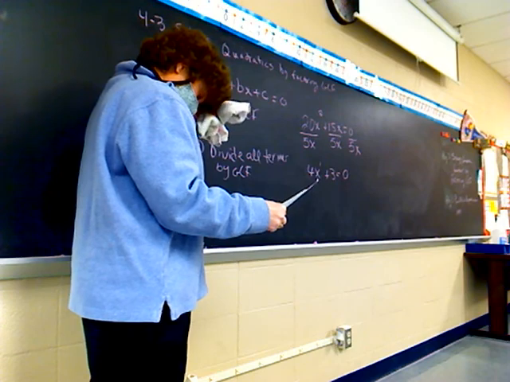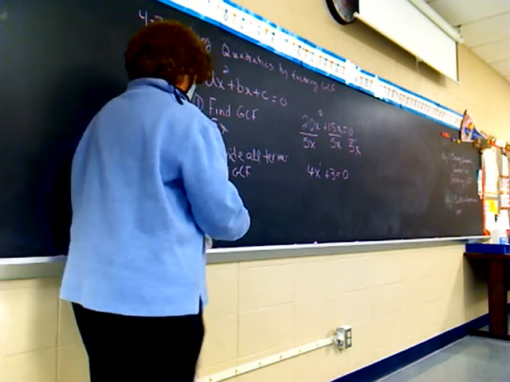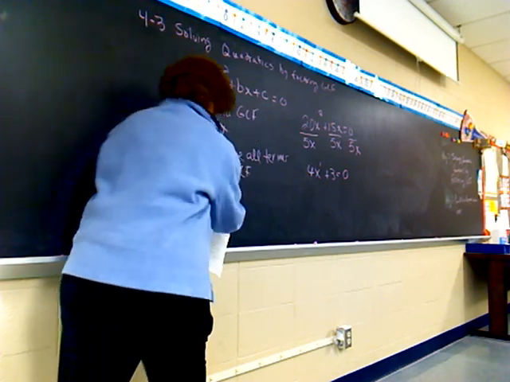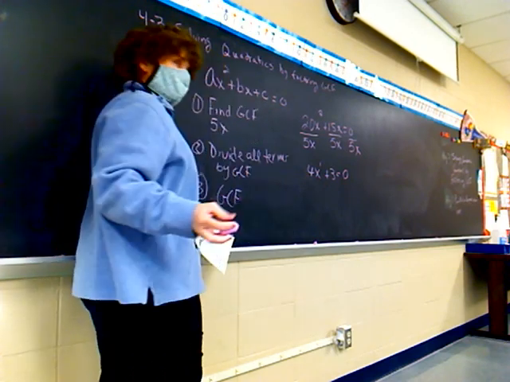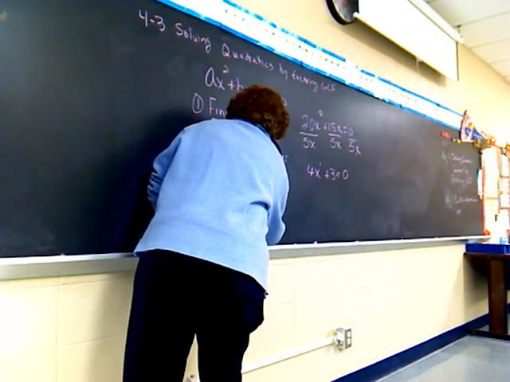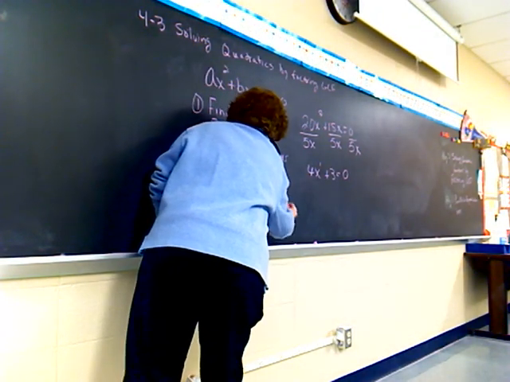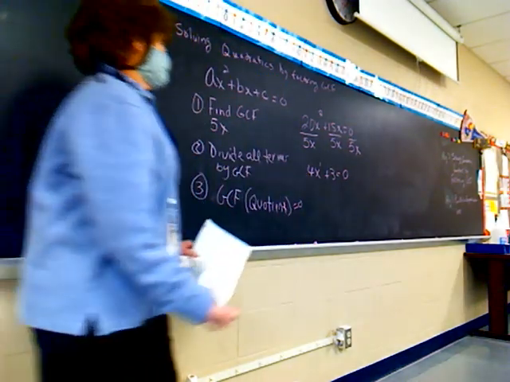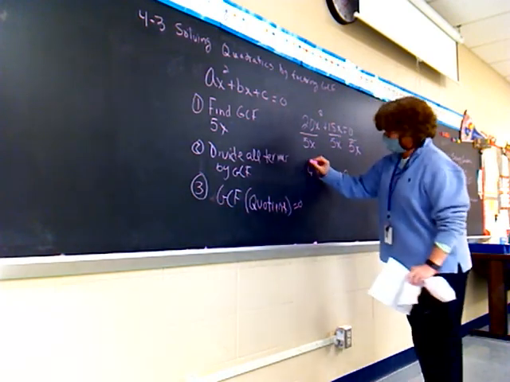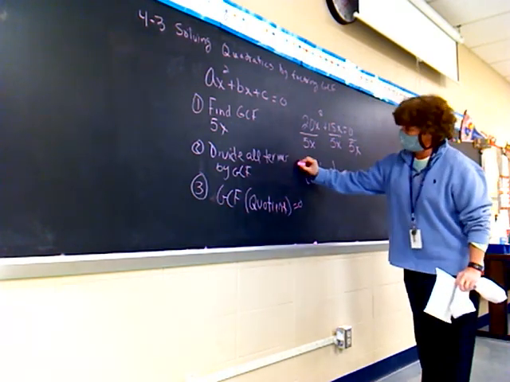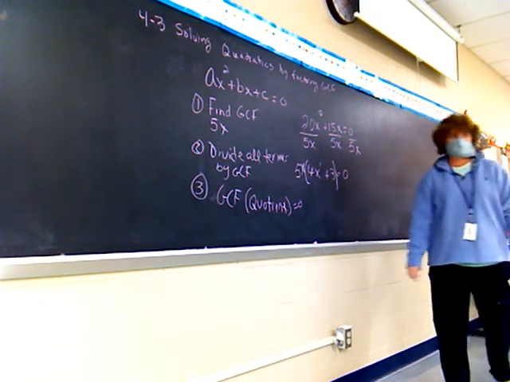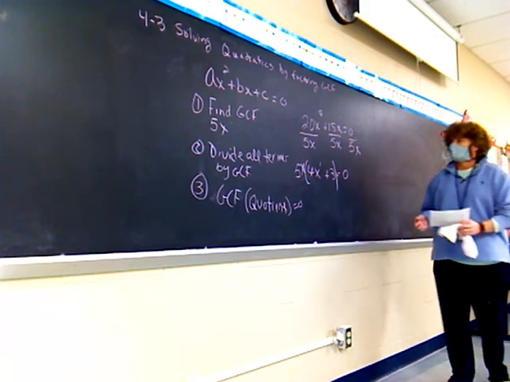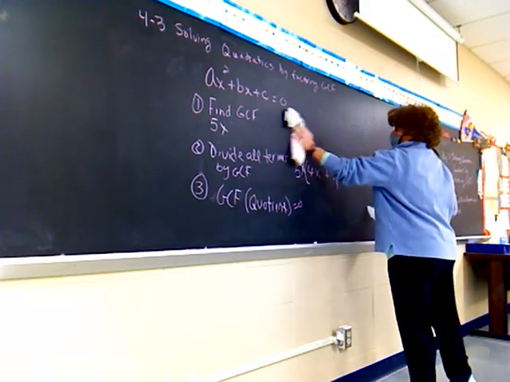Now, step 3, you're going to write that answer as the GCF, what you divided by. Then in parentheses, your quotient equals 0. So all I'm going to do is put this in parentheses and put that 5x out front. I don't need this anymore, so I can continue my list.